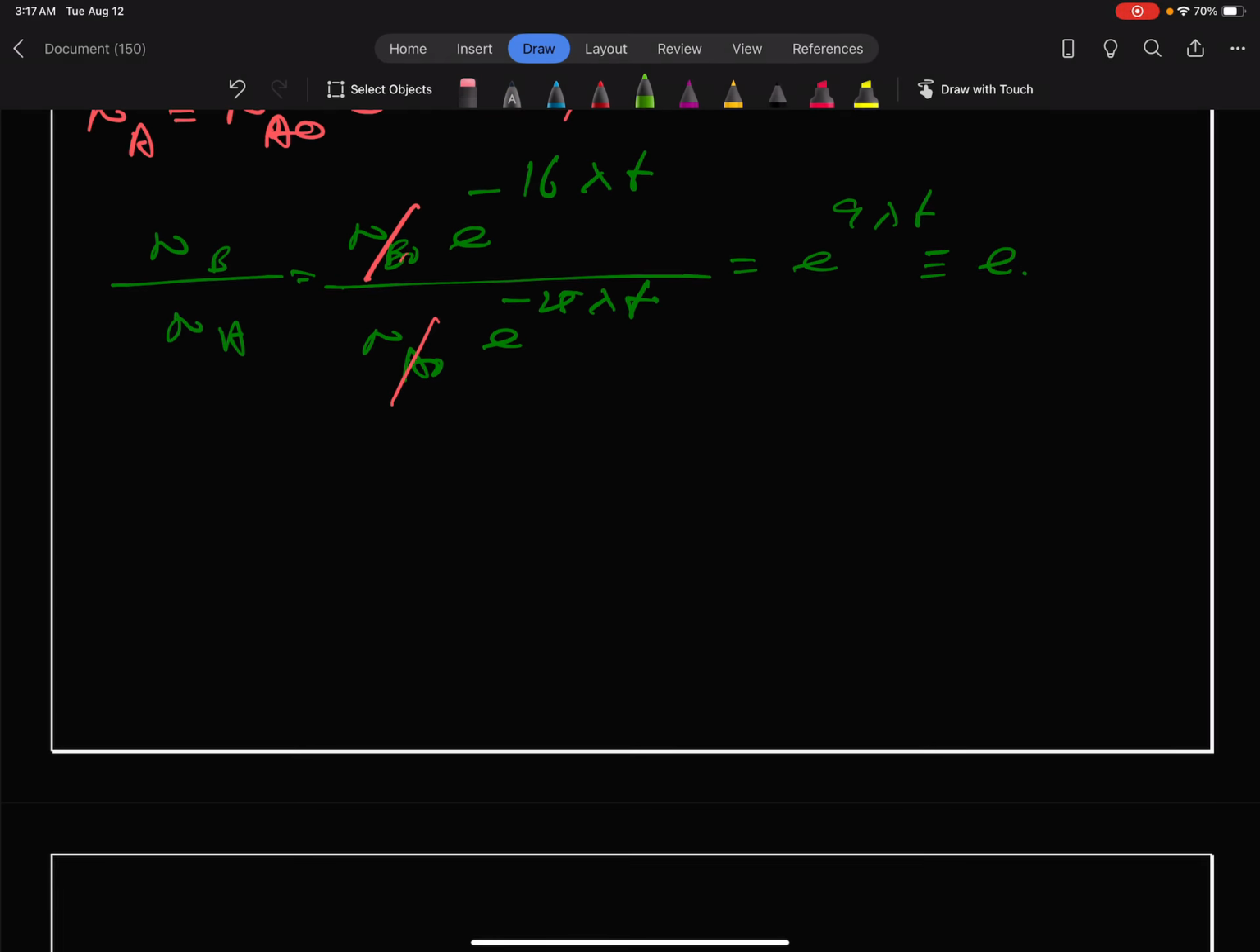Therefore e raised to power 9 lambda t is equal to e raised to power 1. So we get that 9 lambda t is equal to 1.